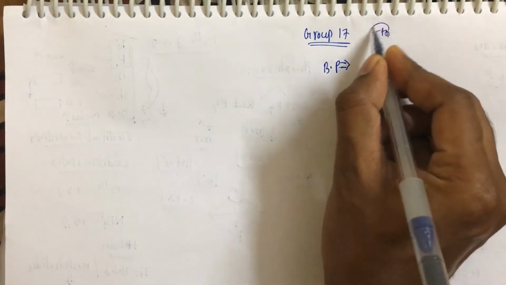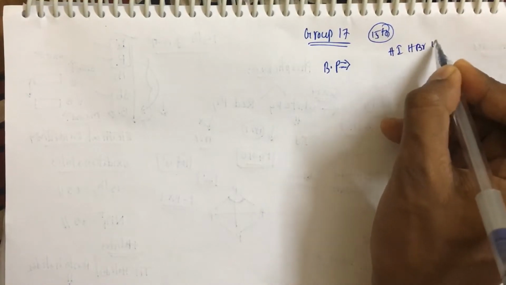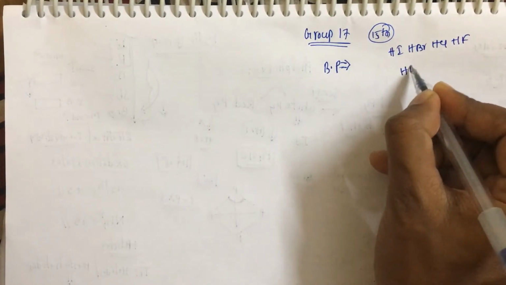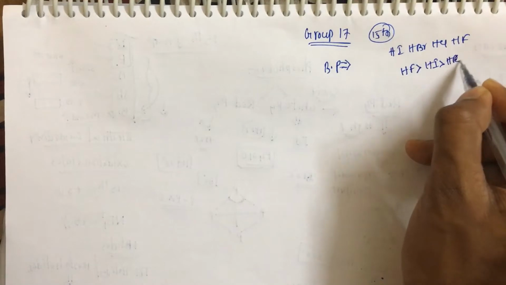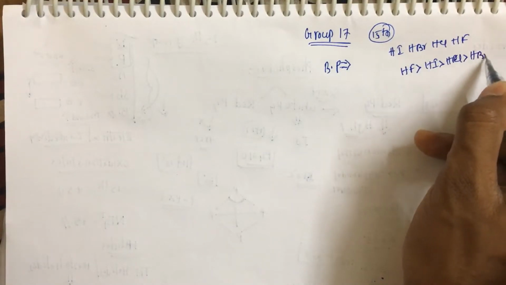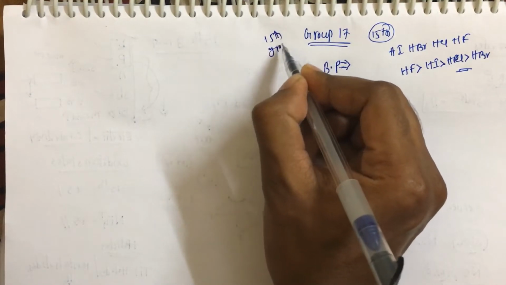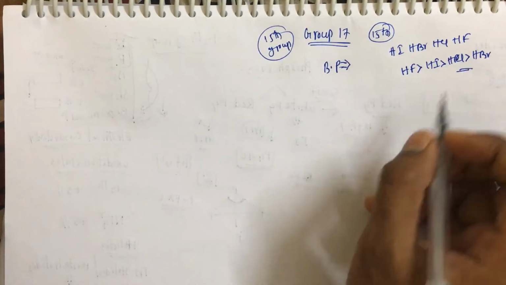As I explained in the 15th group lecture, if we take HI, HBr, HCl and HF, the boiling point order will be HF is more than HI, then HCl, at last HBr. I have explained this in the 15th group lecture, which is there on my channel. You just see why it's coming like this.